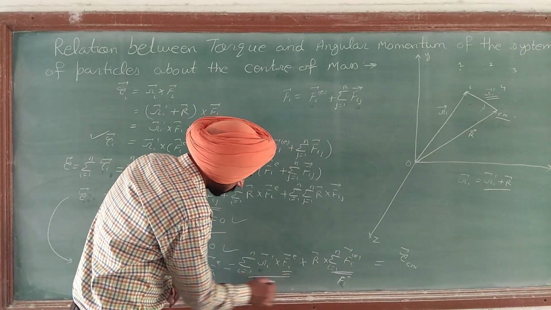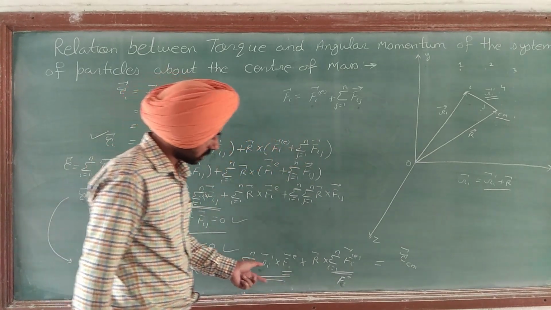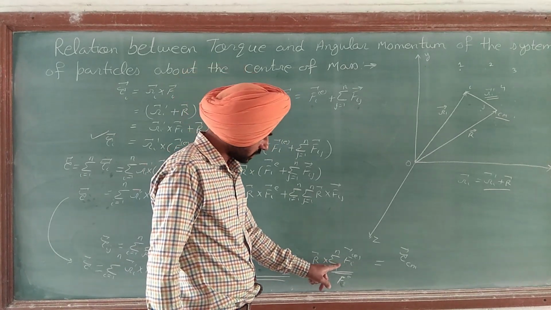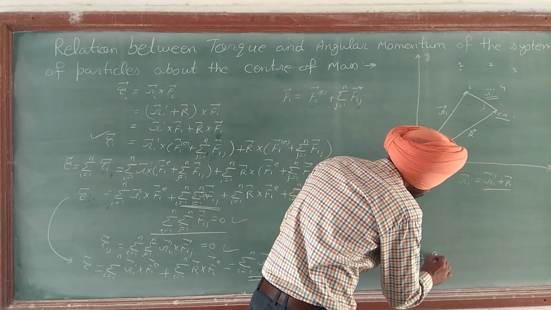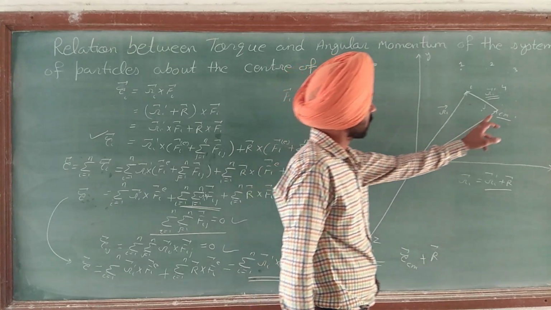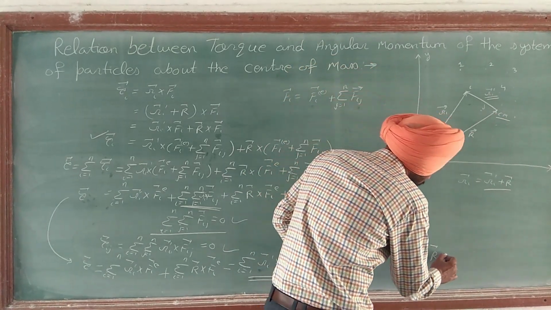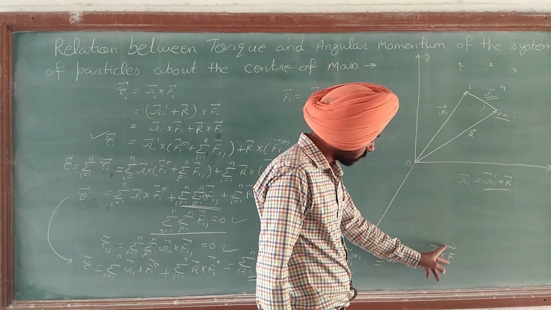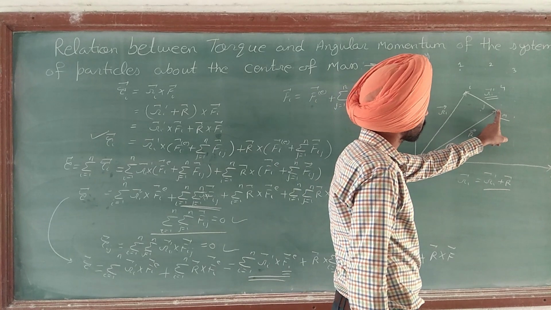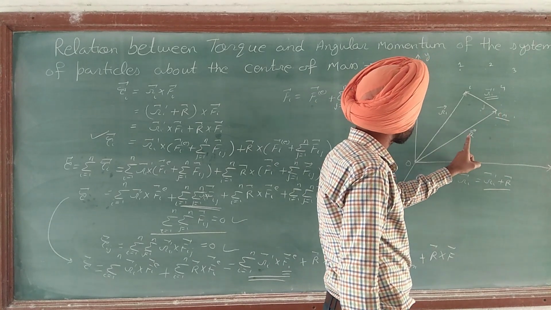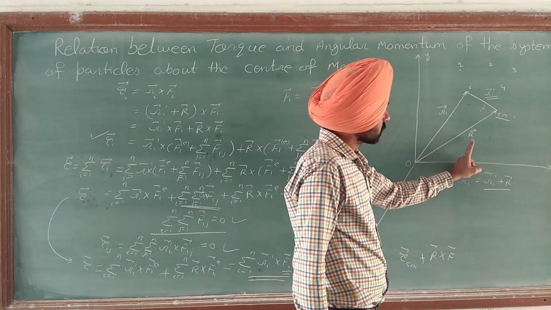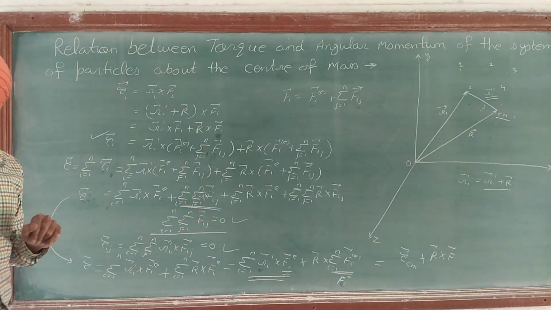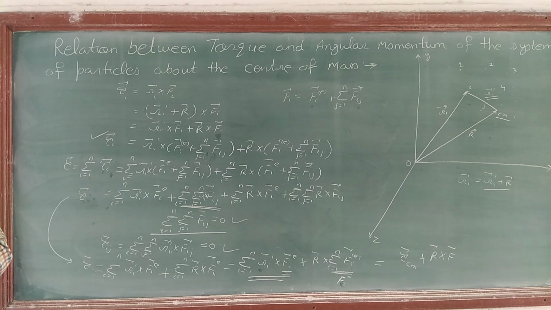The first term in this equation is the torque about the center of mass, plus this is R cross F. What is this R cross F? R is the position vector of the center of mass from the origin, cross F, where F is the force acting on the system. So that is the force acting at the center of mass point. So finally, this is the torque of the center of mass about the origin O. So we can write it as.